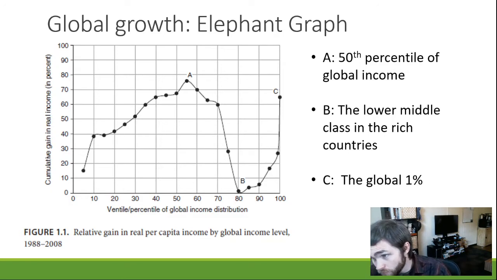And finally, we see at the far right-hand side of the graph the global 1% that experienced almost as much growth in income as people in the very middle. It's also important to remember here that the absolute amount of income increase was far greater for those at the 1% because their starting income was also higher, right? So keep that in mind as well. And so this elephant graph illustrates the fact that, yes, we're seeing development. Incomes are stagnant in the middle within the rich countries, and the global 1% is doing very, very well.